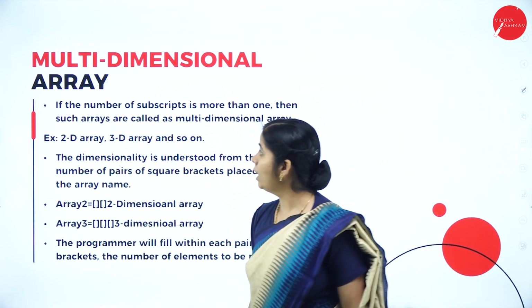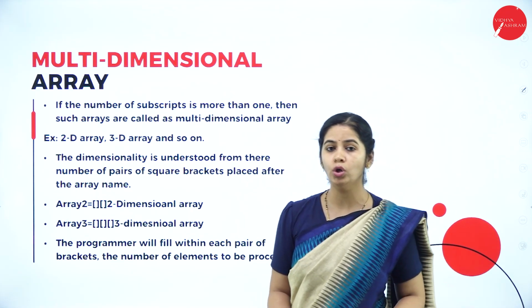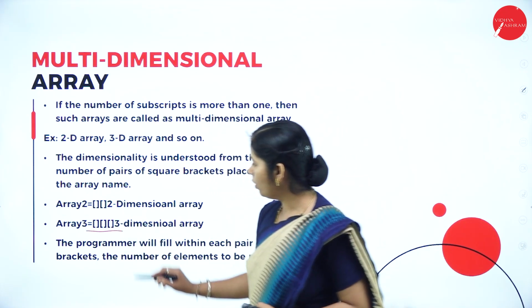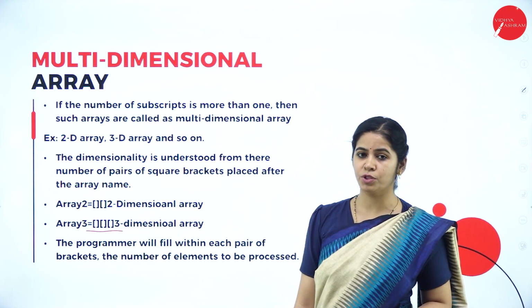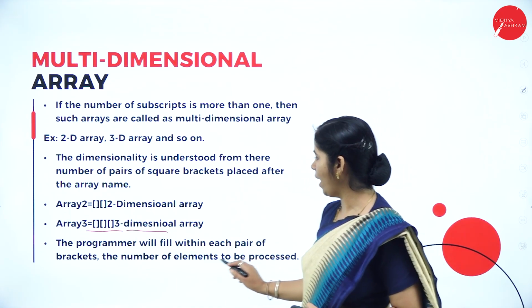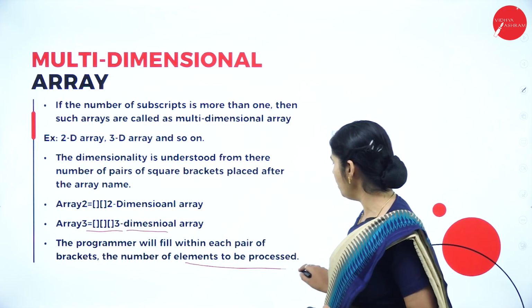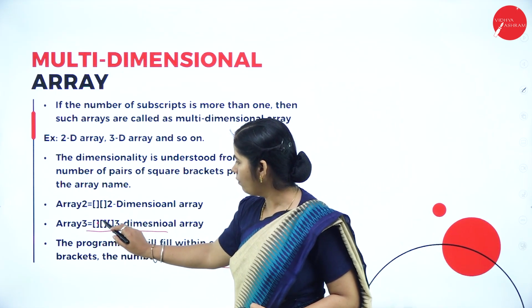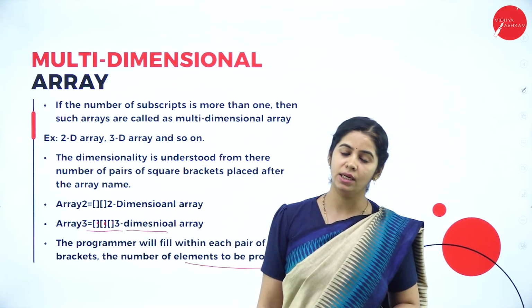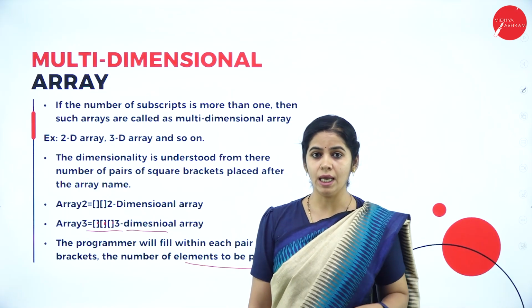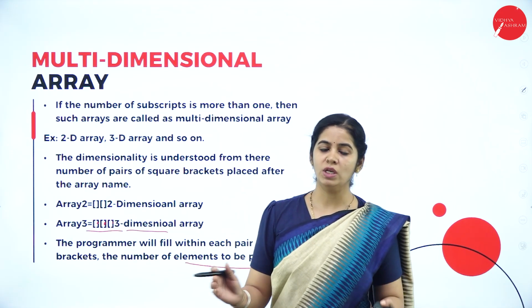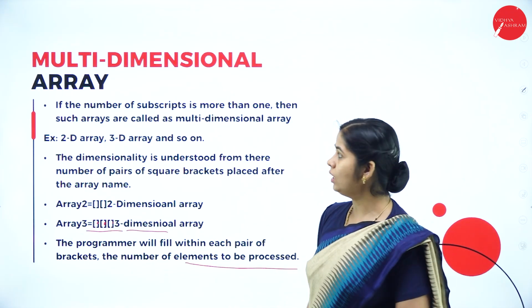Next we have the multiple dimensional array. Here we are going to use more than 2 subscripts. Using 3 subscripts is called a three-dimensional array. The programmer will fill within each pair of braces the number of elements to be processed. How many numbers we have to represent within the braces. This is about the multi-dimensional array, or we can say three-dimensional array. It is very complicated to handle multi-dimensional arrays, so we avoid them. We stick to one-dimensional and two-dimensional arrays.